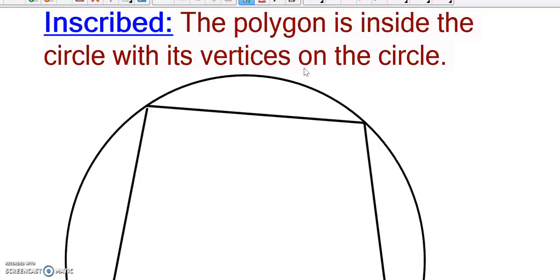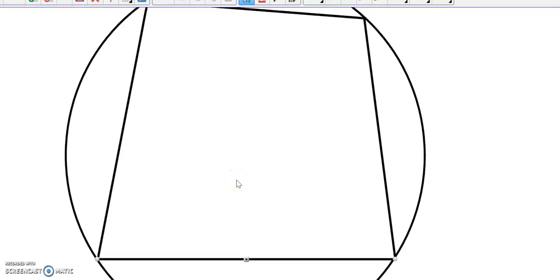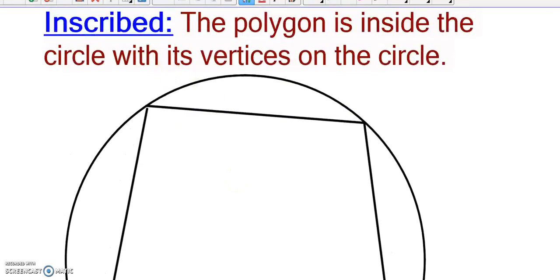All right, a couple other vocabulary words. An inscribed polygon sits inside the circle with vertices on the circle like this one. Inscribed sits on the inside. Not surprising.